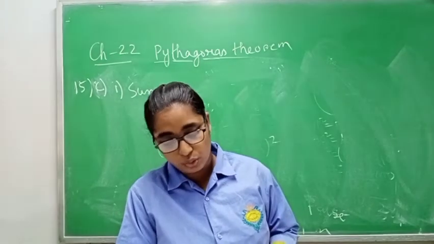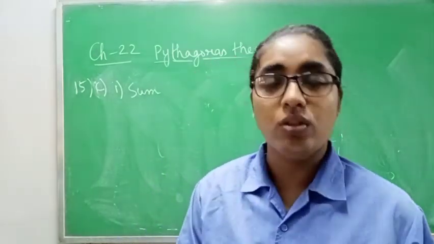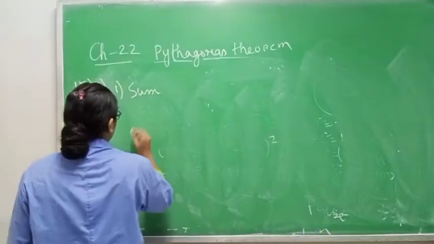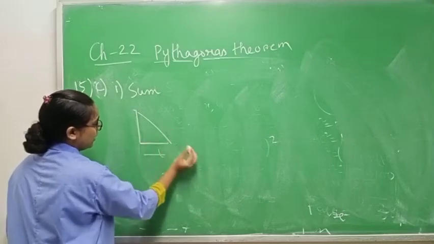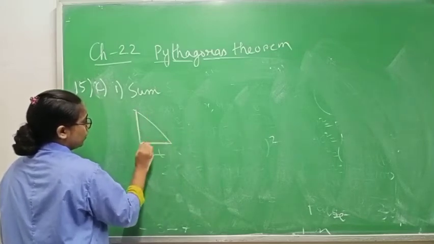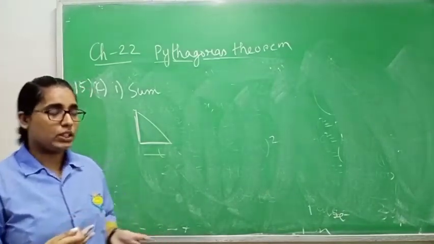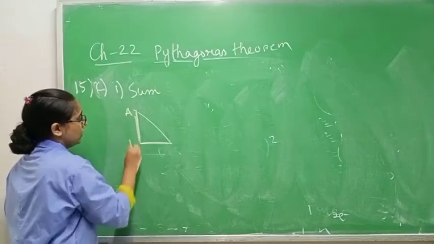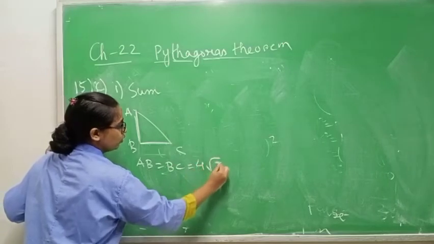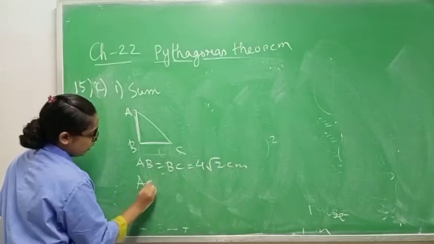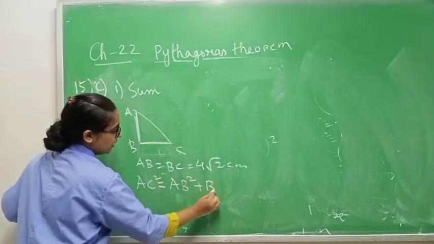Okay. Now, in an isosceles right angle triangle, if the length of each of the two equal sides is 4√2 centimeter, then find the hypotenuse. So this type of diagram is there, and they are saying that base and perpendicular are both equal, because we know that the hypotenuse will never be equal to the base or perpendicular. So given ABC, AB equals BC equals 4√2 centimeter. By Pythagoras, AC square equals AB square plus BC square.